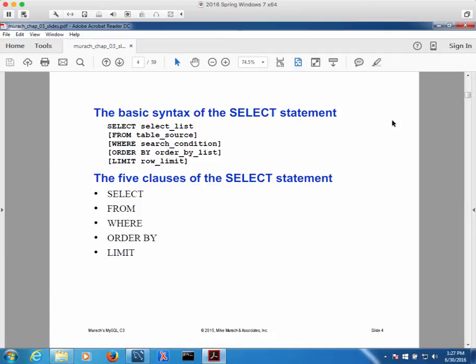Okay? And here are the parts. You see the syntax up on the top part of the slide, and we can see that there are 5 clauses that make up the select statement: the select clause, the from clause, the where clause, the order by clause, and the limit clause. And we're going to learn about them one at a time.